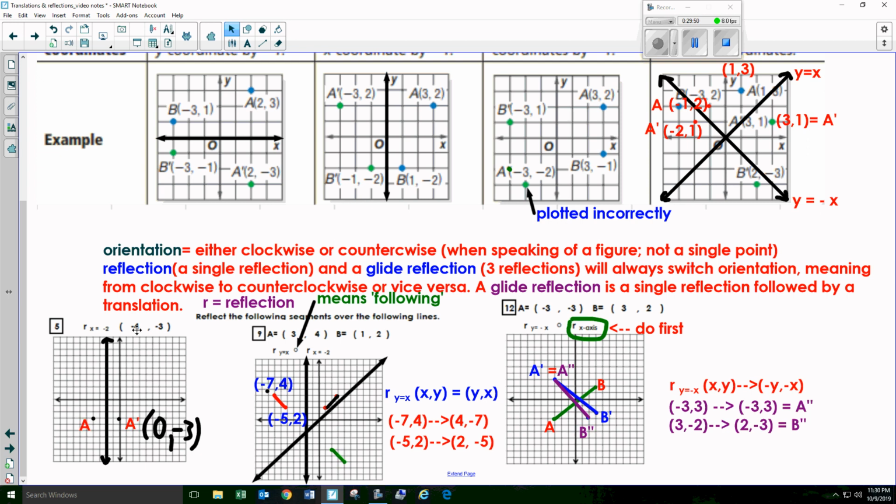I call that A because again, they didn't give you a name to call it, so you can pick any letter you want. A, then the image point is A prime. All right, here we have two reflections. So that was a single reflection. Now we're doing two reflections.